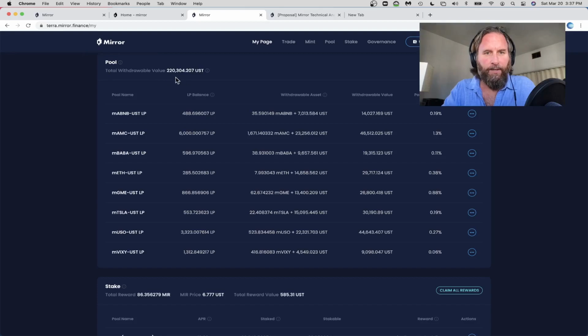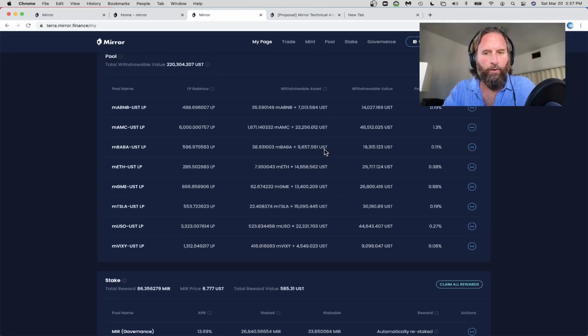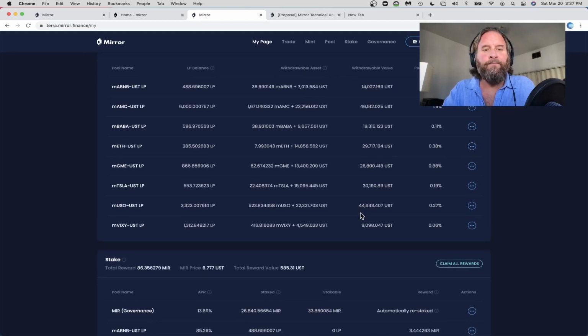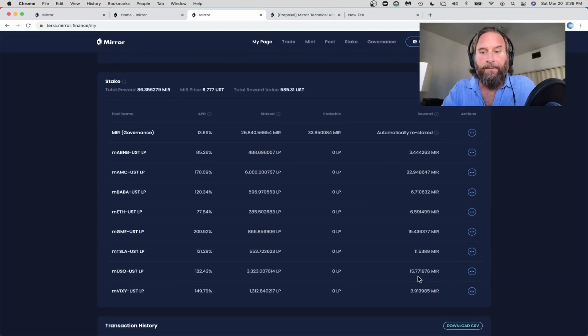As you see, I've got about $220,000 in there worth of all of this stuff. And then, boom, boom, boom, boom, boom. Look at all the money you make. Look at all these mirror tokens I'm making at $677 a pop. That's $585. Again, this is since the last time I collected, which was like last night, and it's about 3 o'clock in the afternoon here now. So, I mean, this isn't even a day of my earnings here.